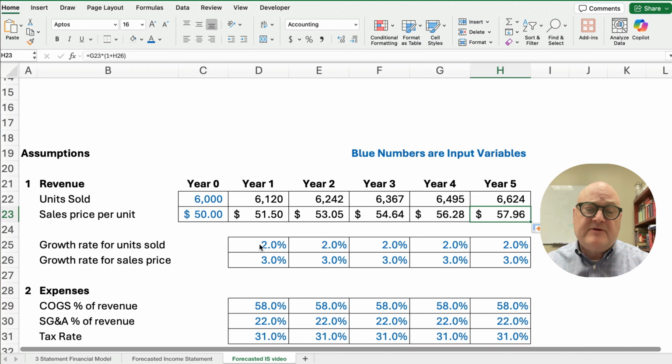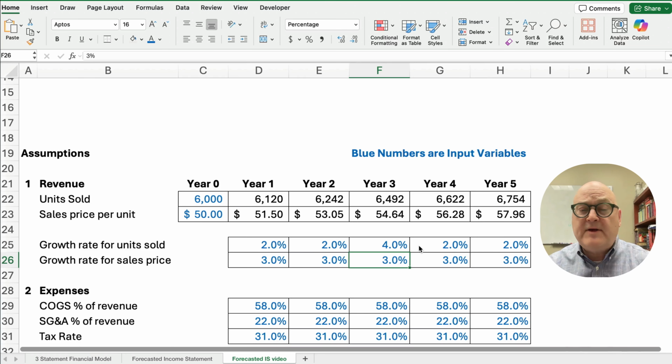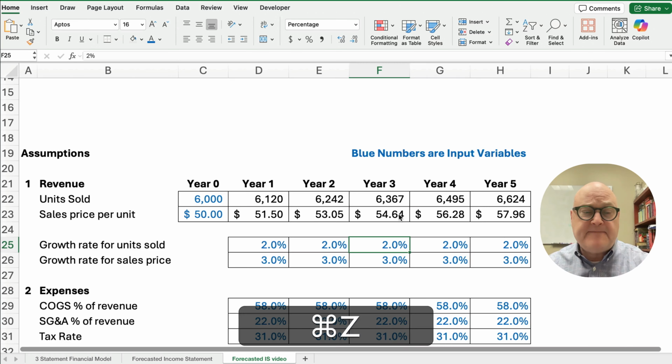Now, there's nothing magic about this being 2% each year. We could make it 3%, we could make it 3.2, we could change the years. It could be growing faster or growing slower. And so all that can be changed. So we say, I think this is going to be 4%, or what would happen if it were 4% in year 3? You see that everything gets updated. So I'm going to undo that.